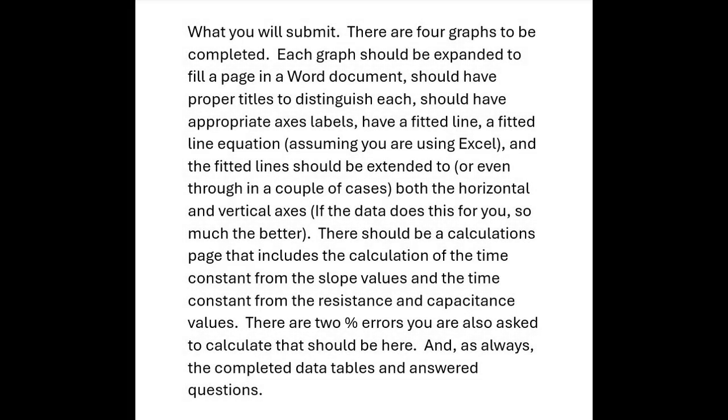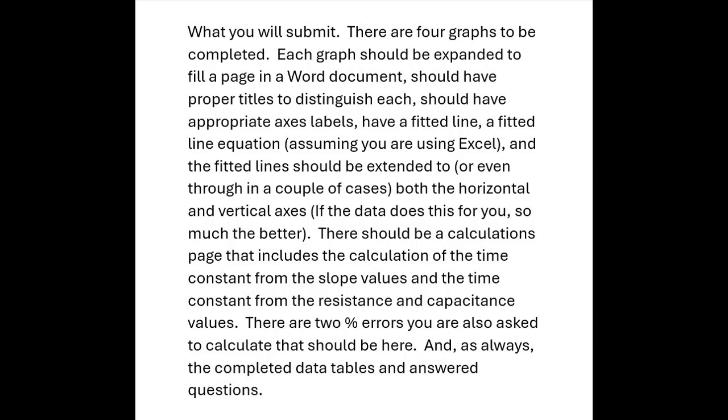What you will submit. There are 4 graphs to be completed. Each graph should be expanded to fill a page in a Word document, should have proper titles to distinguish each, should have appropriate axes labels, have a fitted line equation, assuming you are using Excel, and the fitted lines should be extended to, or even through, in a couple of cases, both the horizontal and vertical axes. If the data does this for you, so much the better.